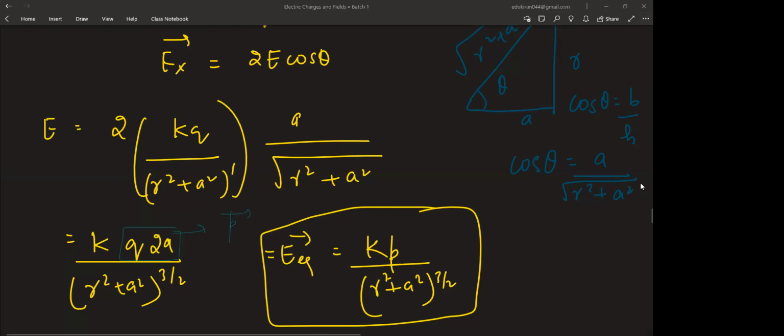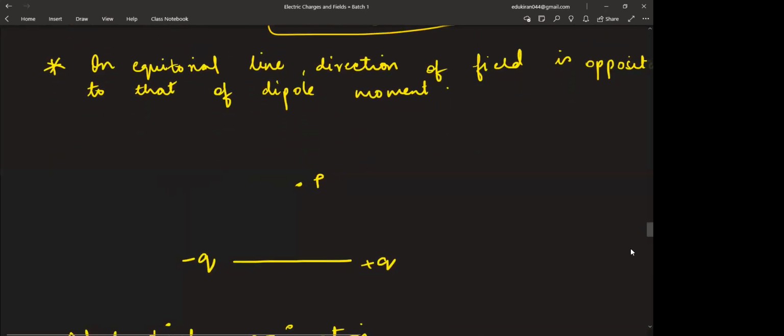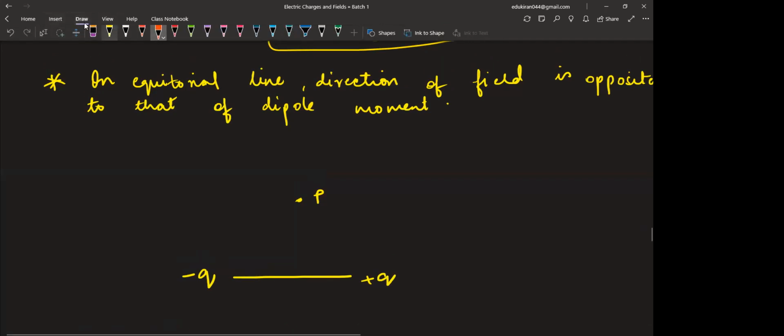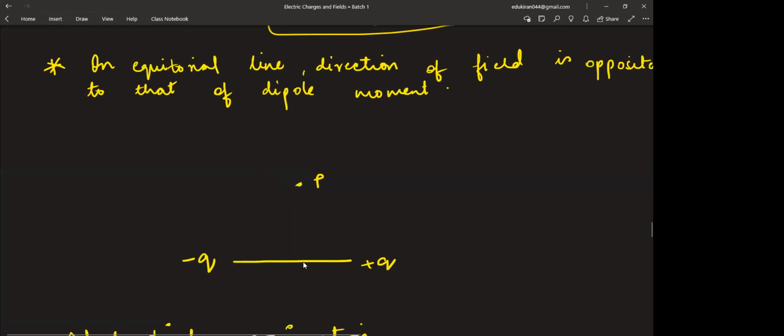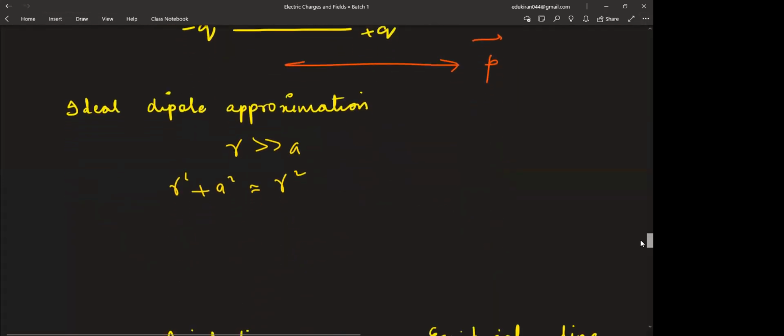Okay, class. Now regarding the direction of the equatorial line. In axial line, we had seen that the direction was same as that of the dipole moment. But here we'll have the opposite direction. So look, if the dipole's direction is from negative to positive, the electric field will be directed towards the left. This is the difference that will be coming.